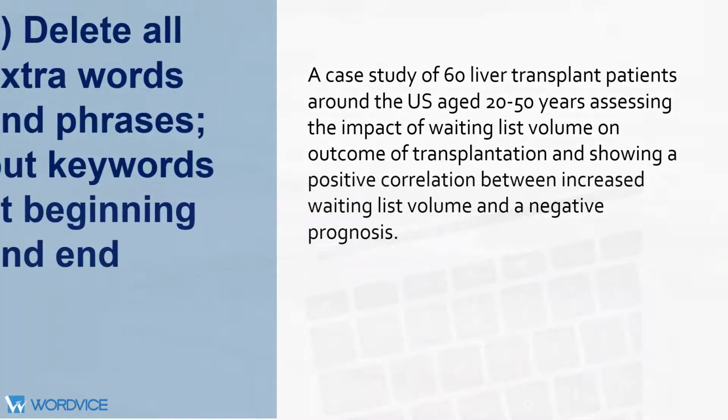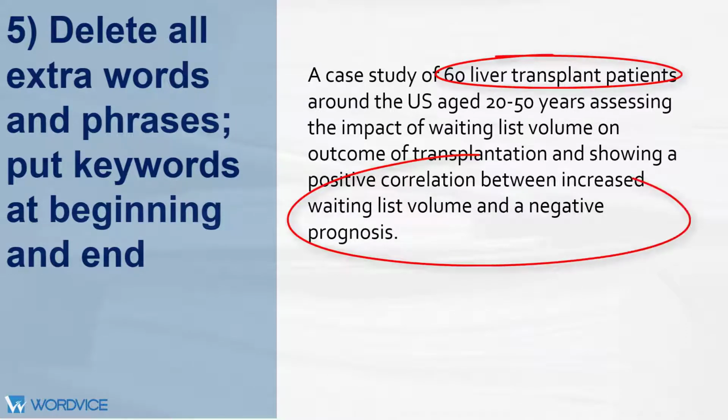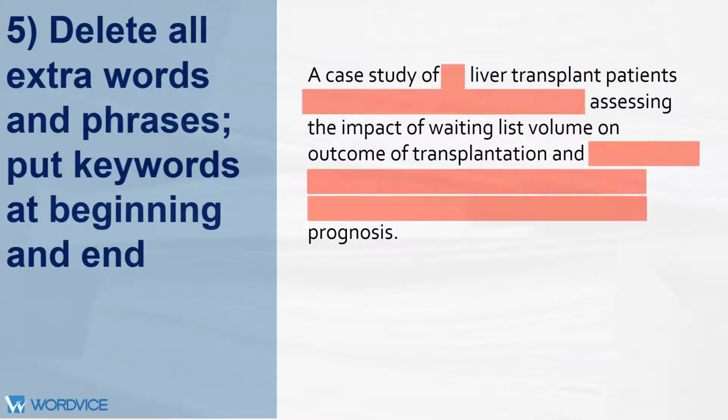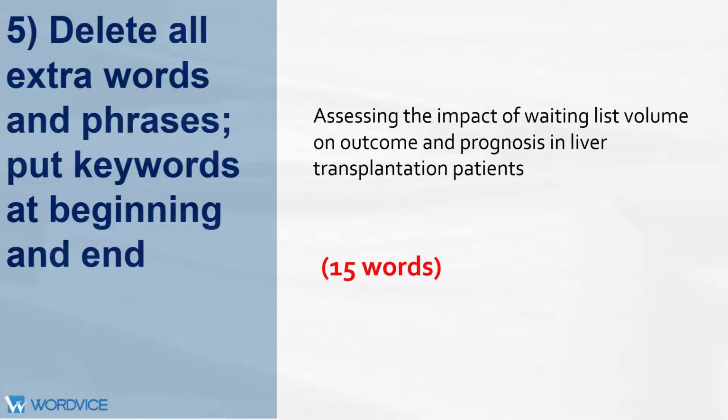In step 5, you will delete all extra words and phrases and put key words at the beginning and end of your title. Since the number of patients studied and the exact outcome are not the most essential elements of this paper, remove these elements first. In addition, the methods used in a study are not usually the most searched for keywords in databases, and represent additional details that you may want to remove to make your title a little leaner. So we are left with assessing the impact of waiting list volume on outcome and prognosis in liver transplantation patients.